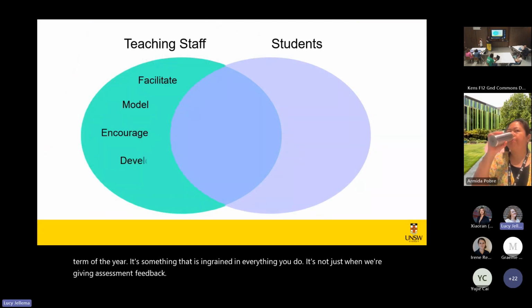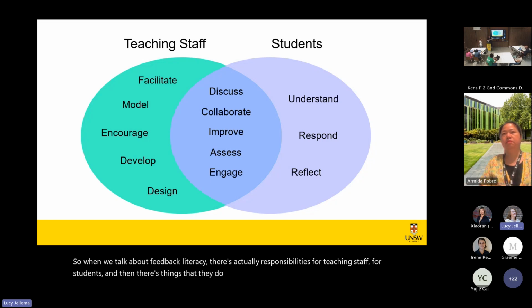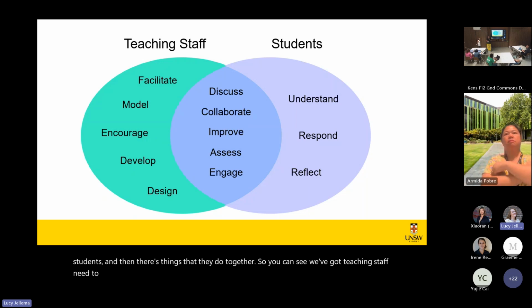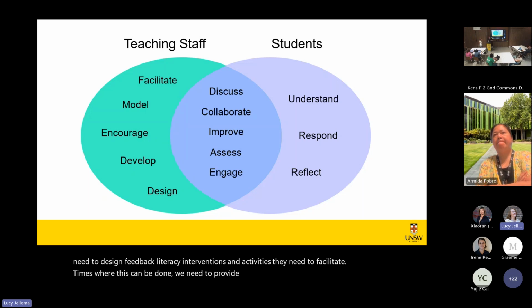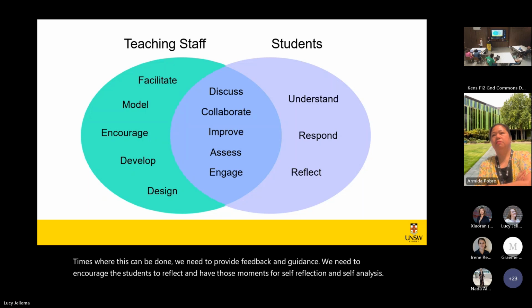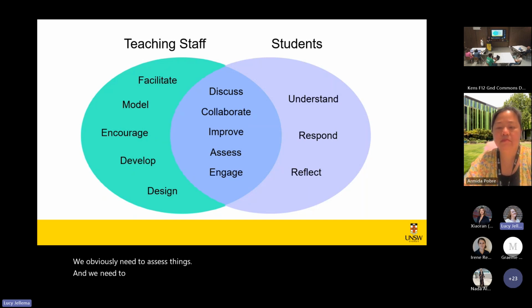So when we talk about feedback literacy, there's actually responsibilities for teaching staff, for students, and then there's things that they do together. So you can see we've got teaching staff need to design feedback literacy interventions and activities. They need to facilitate times where this can be done. We need to provide feedback and guidance. We need to encourage the students to reflect and have those moments for self-reflection and self-analysis. We obviously need to assess things.